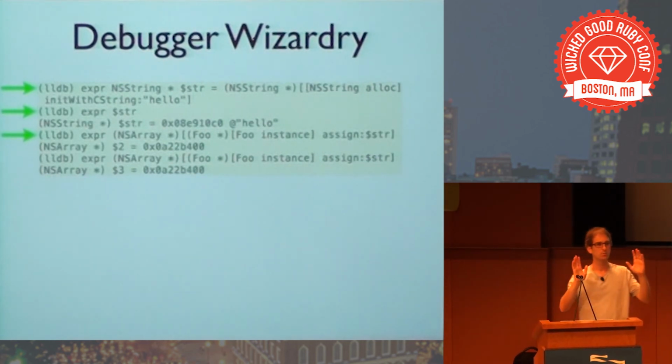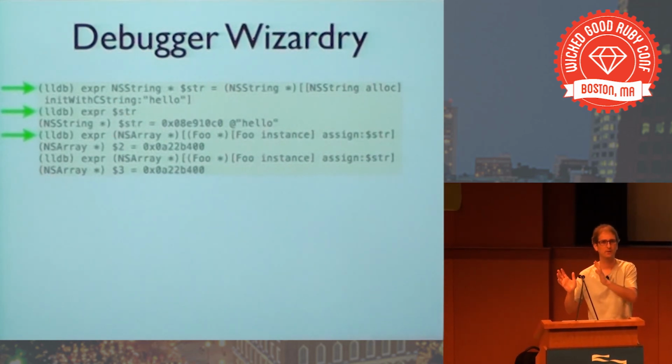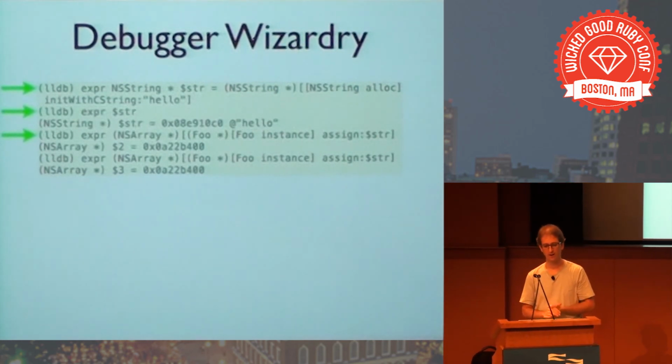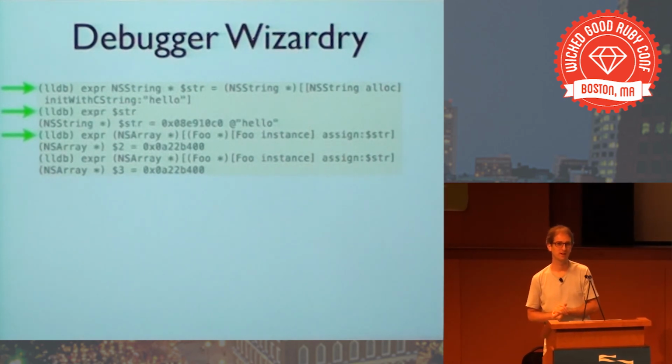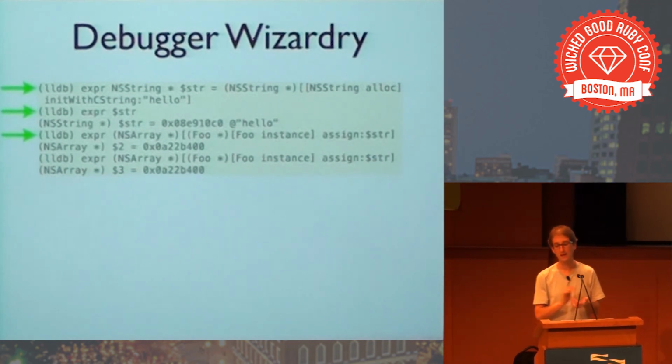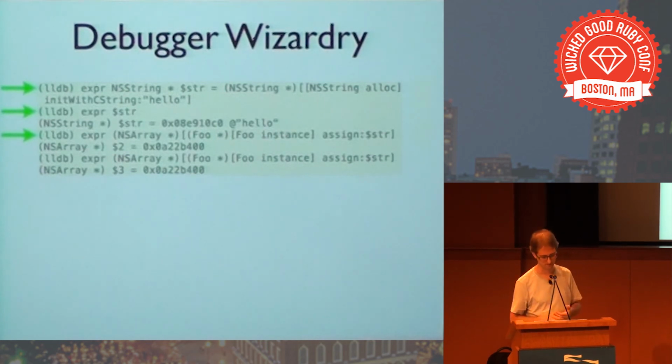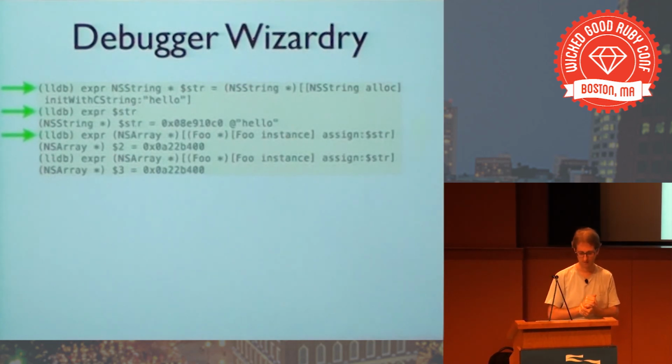OK. And then we can go ahead and do the same thing. Right? But again, when we call foo instance, we have to tell it, foo instance will return a foo pointer. OK. And then we get to call assign. Right? If you don't include that foo pointer, it'll say, it's nice that you want to call assign, but I don't know what assign returns.